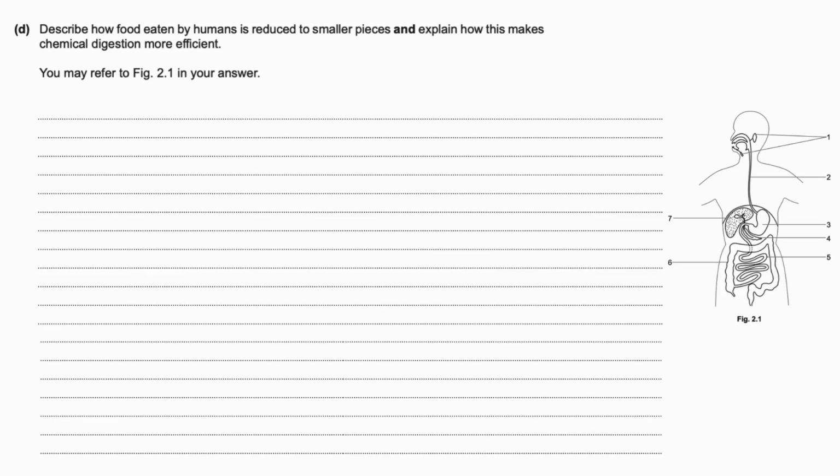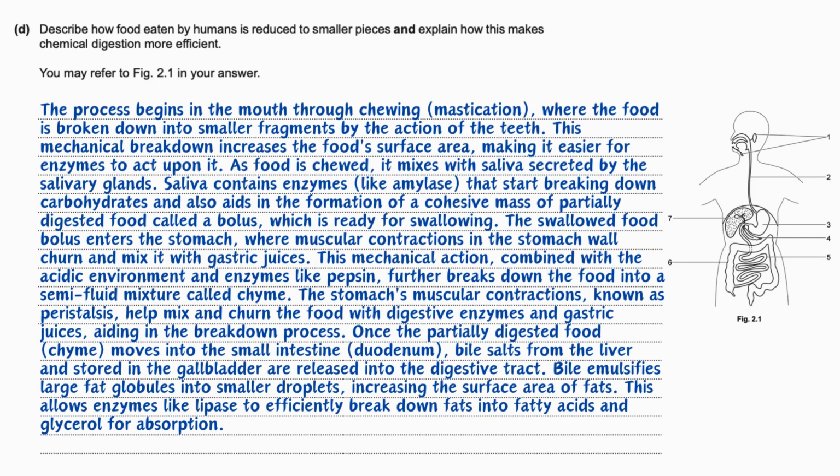Describe how food eaten by humans is reduced to smaller pieces and explain how this makes chemical digestion more efficient. You may refer to Figure 2.1 in your answer. Food eaten by humans undergoes a series of processes to be broken down into smaller pieces, which facilitates more efficient chemical digestion. The process begins in the mouth through chewing, mastication, where the food is broken down into smaller fragments by the action of the teeth.